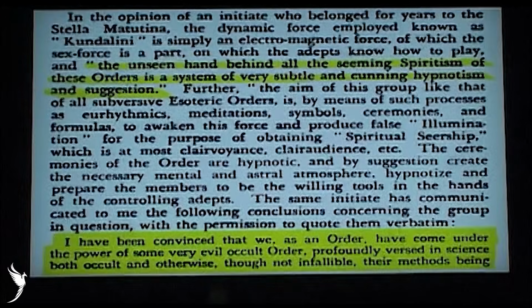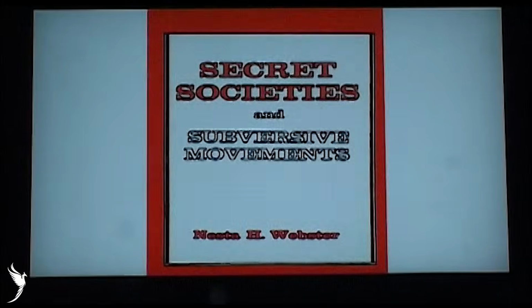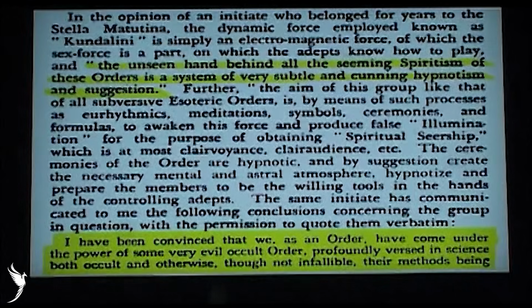And it says, in the opinion of an initiate who belonged for years to Stella Matutina, the dynamic force employed, known as Kundalini, is simply an electromagnetic force of which the sex force is a part, and on which the adepts know how to play. And the unseen hand behind all the seeming spiritism of these orders is a system of very subtle and cunning hypnotism and suggestion. She went on to say further that the aim of this group, like that of all subversive esoteric orders, is by means of such processes as eurythmics, meditation, symbols, ceremonies, formulas to awaken this force and produce false illumination for the purpose of obtaining spiritual seership, which is at most clairvoyance and clairaudience.